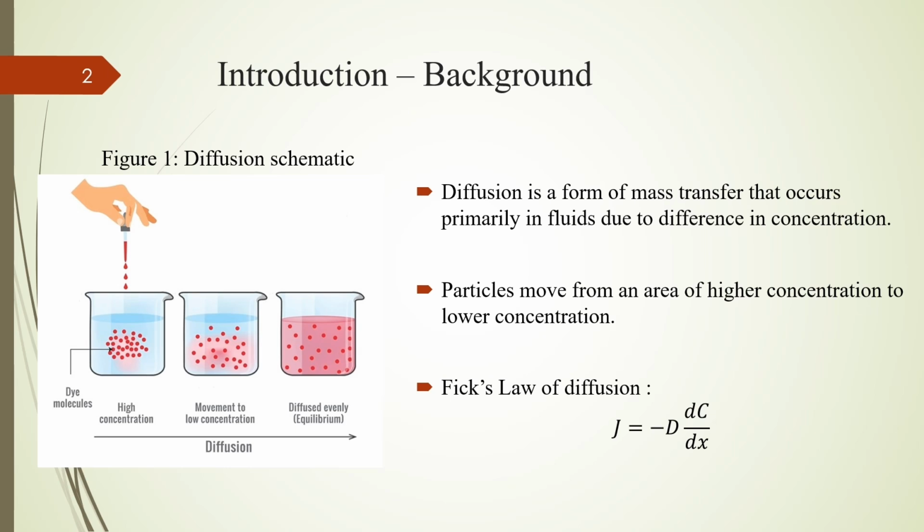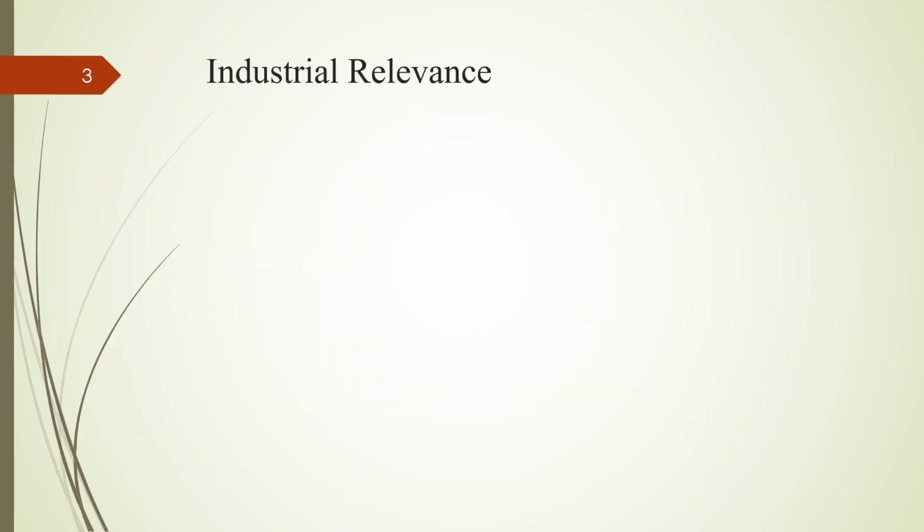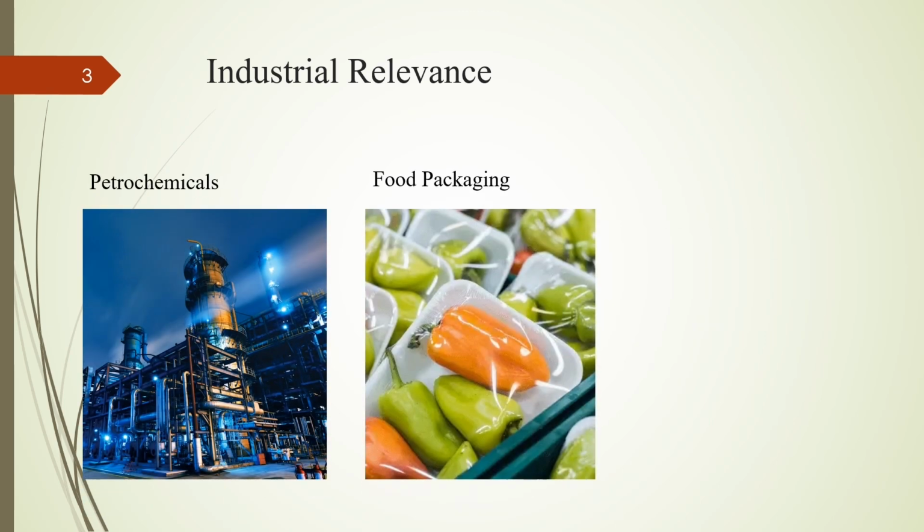The rate of this movement depends on the diffusion coefficient, which is a fundamental parameter in Fick's law of diffusion as shown, where J represents the mass flux, dc by dx the concentration gradient, and D the diffusion coefficient, which will be calculated later on. Mass transfer by diffusion is crucial in industries like petrochemicals, food packaging, and water treatment.